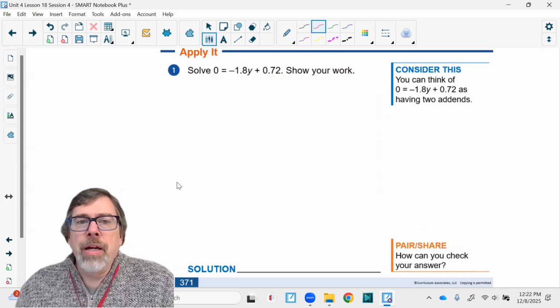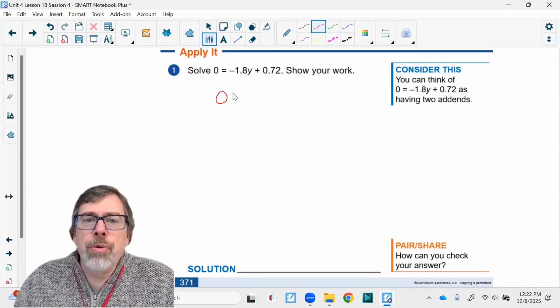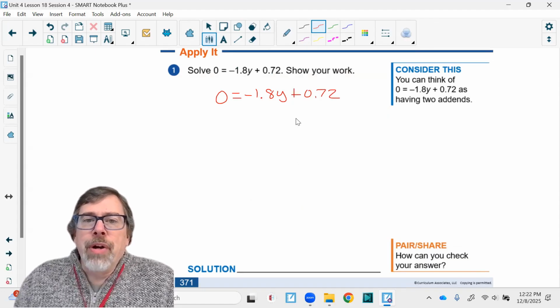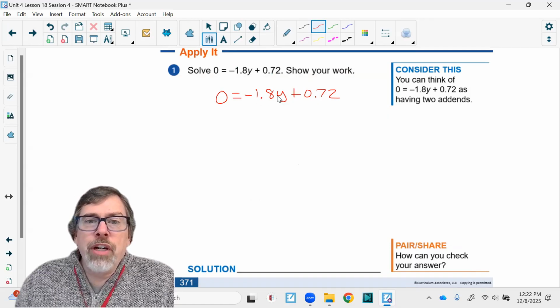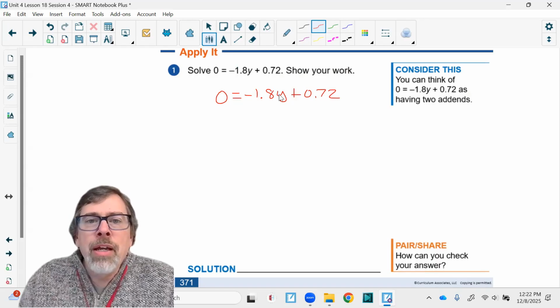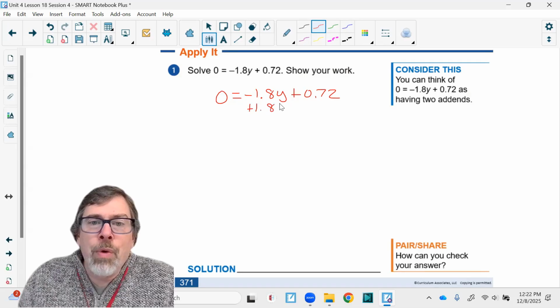All right, number 1, apply it. Solve this. 0 equals negative 1.8y plus 0.72. Okay? Here's what I'm going to do. I don't like negative variables and coefficients. When the coefficient from the variable is negative, we will have to do some calculating, changing. So I like to try to make it positive as quickly as possible. And I need to move it over to the other side. Something's got to move over to the other side. This time I'm going to move the 1.8y.